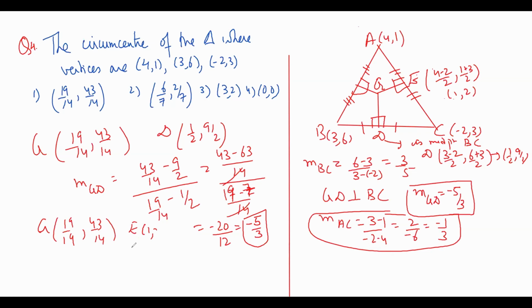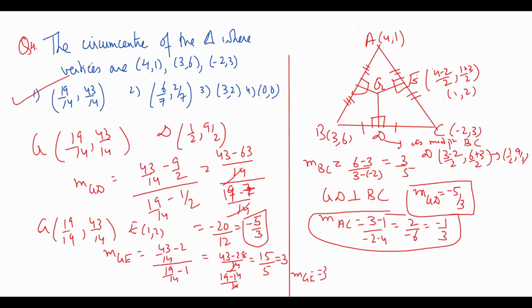The slope of GE is y2 minus y1 upon x2 minus x1. This is 43 minus 28 upon 14, 19 minus 14 upon 14. This is 15 upon 5, and my answer is 3. What I need is the negative reciprocal of minus 1 by 3, that is 3. The slope of GE comes out to be 3, so that means the first option is the correct option.